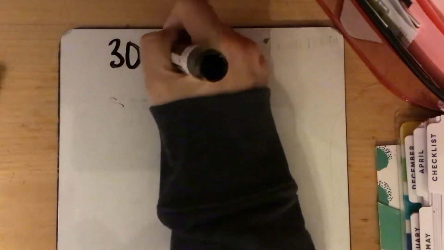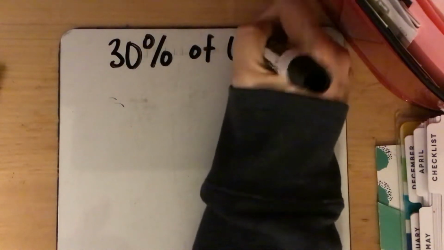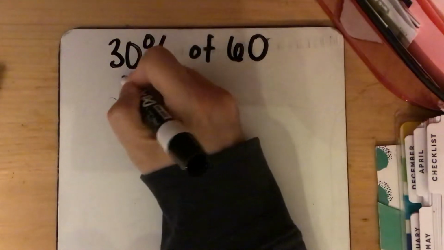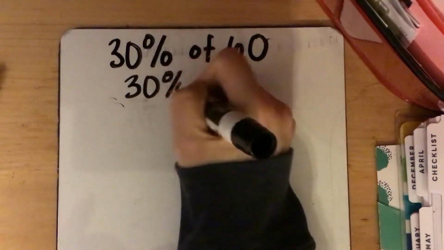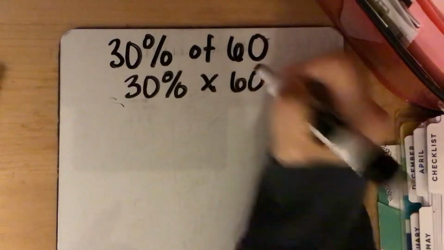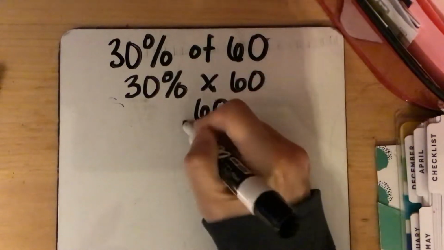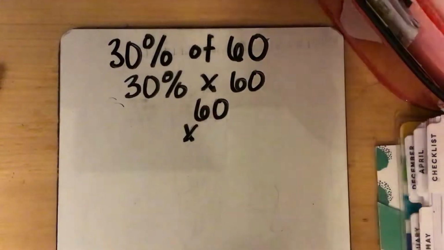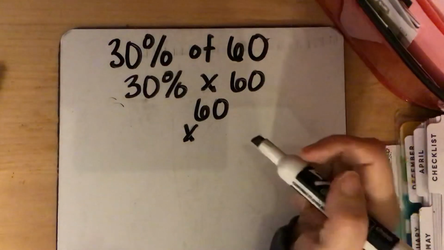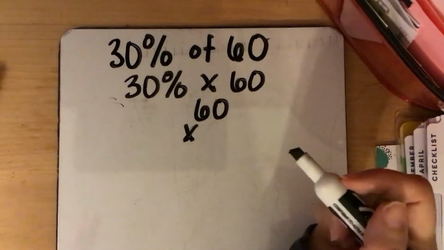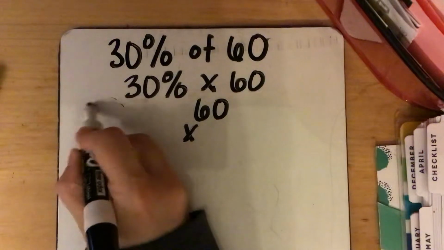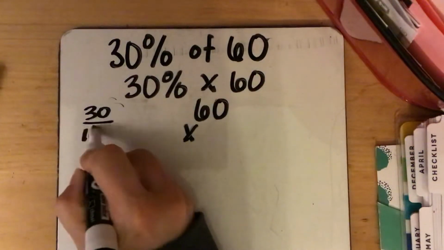So your skill for today is finding percent of a number. If I want to know what is 30% of 60, it's the same thing as 30% times 60. So I take 60 and I'm going to multiply it by 30%. But I need to convert 30% to a decimal. So 30% is the same thing as 30 out of 100.